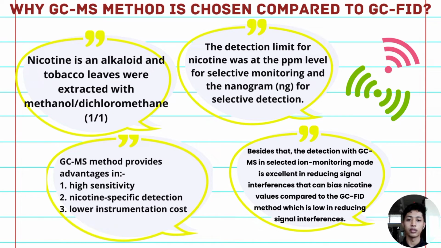Now we move to why the GCMS method is chosen compared to GCFID, gas chromatography flame ionization detection. Nicotine is an alkaloid, and tobacco leaves were extracted with methanol dichloromethane 1:1 volume per volume. The detection limit for nicotine was at the ppm level for selective monitoring and the nanogram level for selective detection. GCMS provides advantages in high sensitivity, nicotine-specific detection, and lower instrumentation costs. Besides that, detection with GCMS in selected ion monitoring mode is excellent in reducing signal interferences that can bias nicotine values, compared to the GCFID method, which is low in reducing signal interferences.